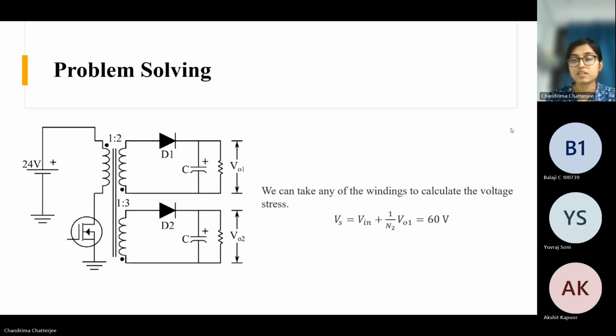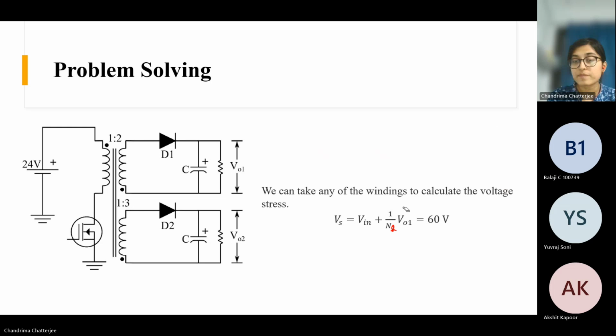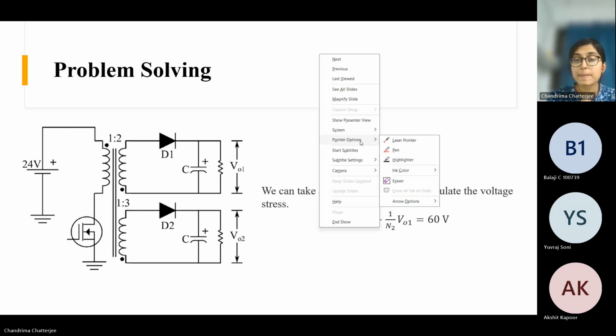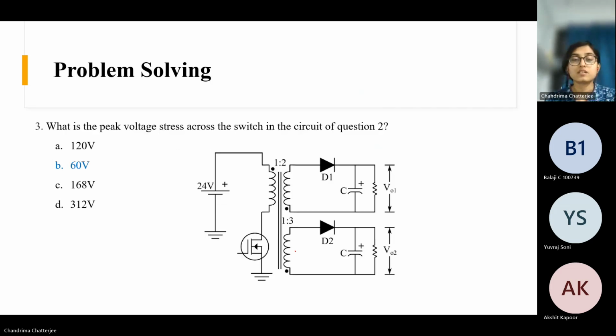So here I have written it: 1 by N2 V naught 1, so this would be N1. Yes, so this is 60 volt. This is the correct option.